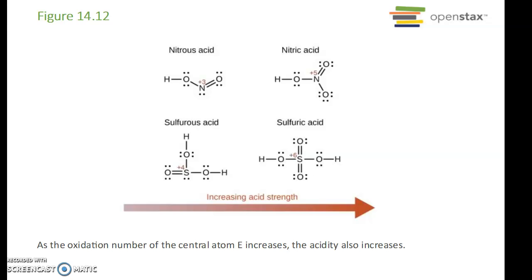So here are some examples where you have the oxidation number of the central atom increasing. You've got sulfurous acid and sulfuric acid. You've got nitrous acid and nitric acid. You can see that as you get more electron withdrawing groups, in other words, nitrogen goes from +3 to +5, nitric acid is much stronger than nitrous acid. Likewise, from sulfurous to sulfuric acid, you're going from +4 to +6. Again, it's much easier to get rid of the H from the OH bonds there.